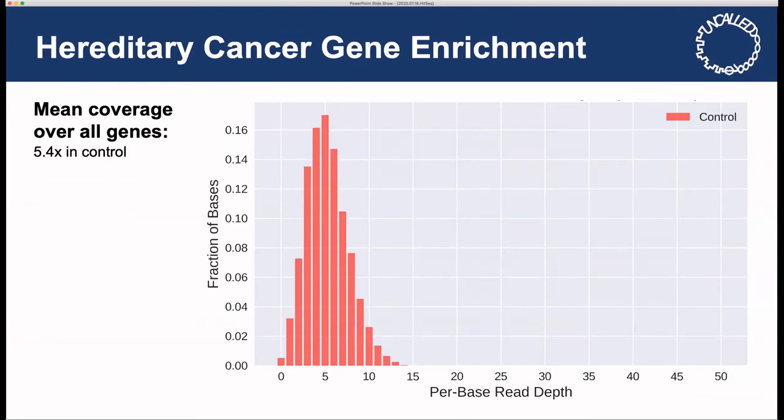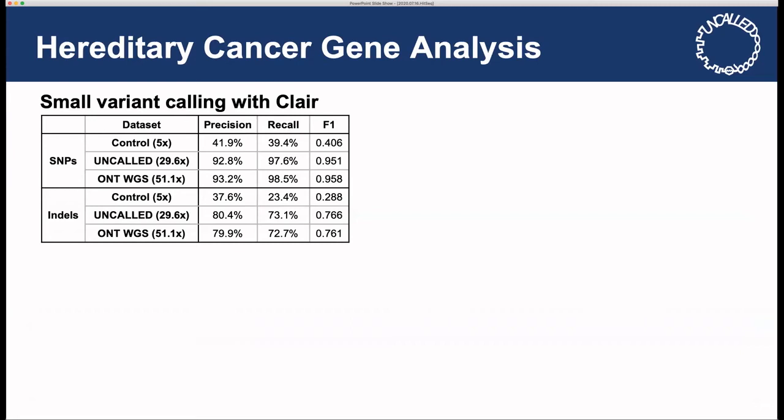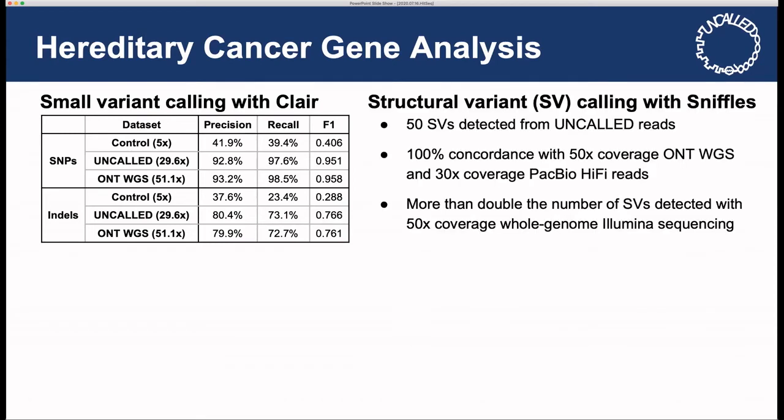Over the control run, we got about 5x coverage across the genes of interest specifically. But thanks to Uncalled, we could skew this distribution, shift it up, and get just shy of 30x coverage over the genes of interest from this cancer panel. When we look at what results you can get using 30x coverage from Uncalled, we get very high concordance for SNP and indel calling. We get 98 or 99% accuracy for SNP calling, a bit less for indel calling just because the data are noisy. Critically, though, for structural variant calling, we get dramatically improved sensitivity.